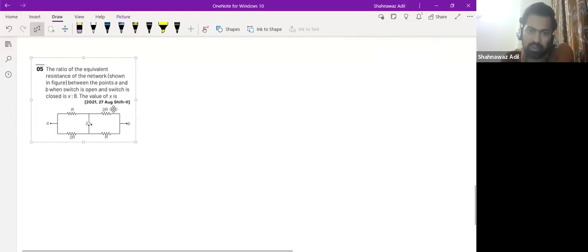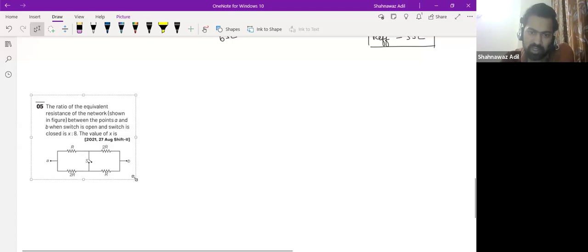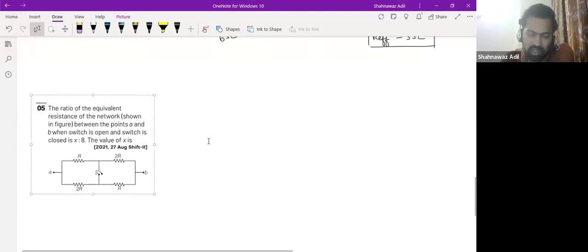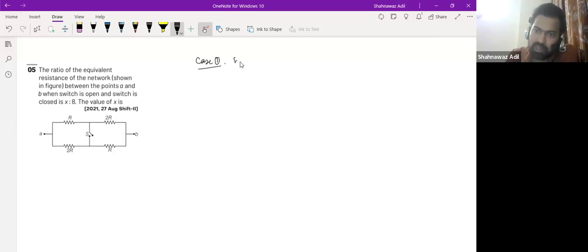Okay, so what is this question? Did I zoom out this thing? No. So you have this question, and there are two scenarios. Case one is that this switch is open. The figure shows the ratio between switch open and switch closed. So case one, switch is open, and we have to find out the resistance between A and B, right?